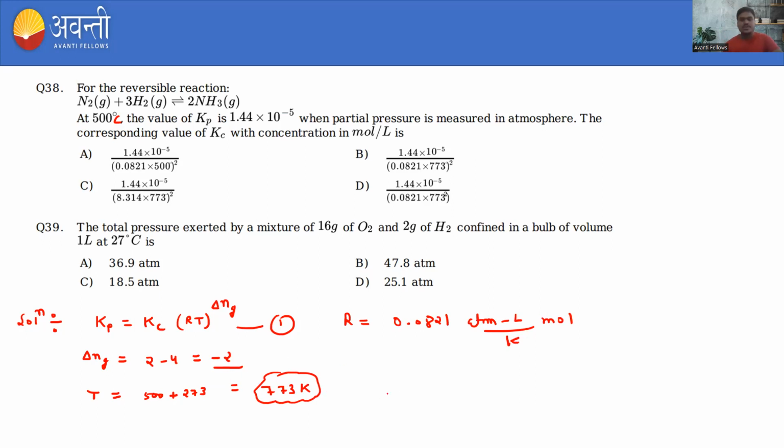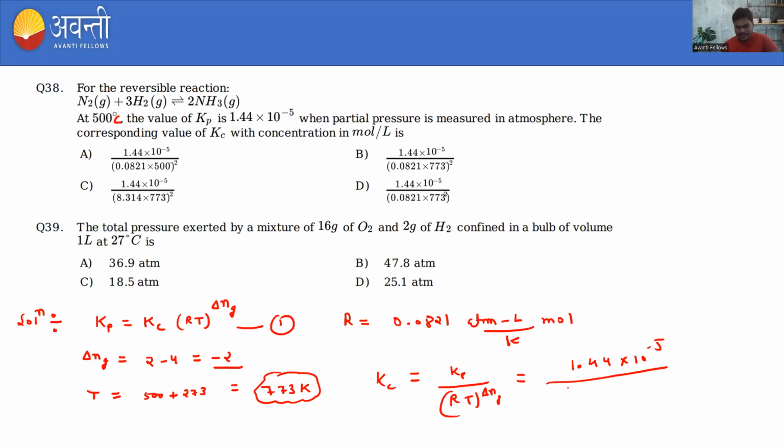Now you just have to calculate the value of Kc. I hope this is a very easy task now, because we know the formula, the relation between Kp and Kc, we know the value of T and R, and we also have the value of delta ng. So just put in the values. After putting in the values, you will get Kc equal to Kp upon RT raised to the power delta ng. Kp value is given as 1.44 into 10 raised to the power minus 5.